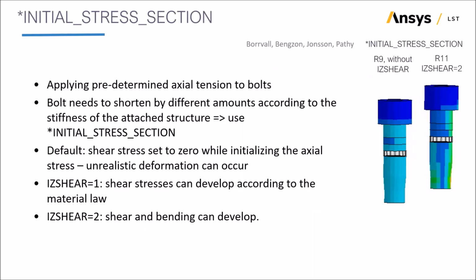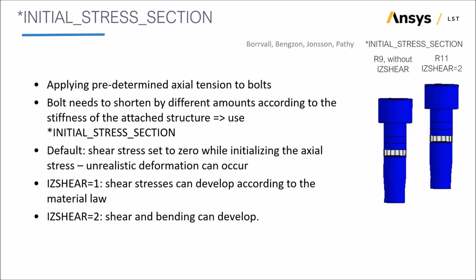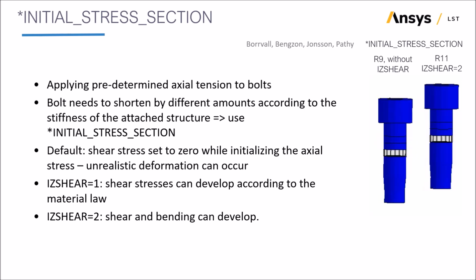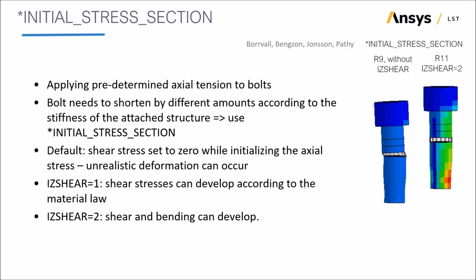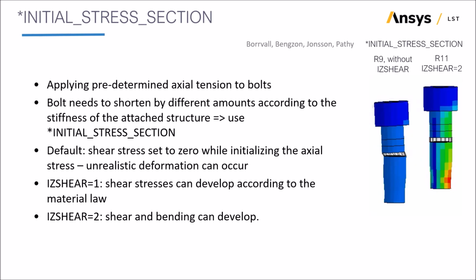Setting up tension in bolts has historically been something of a challenge. The old-fashioned method is to apply a thermal expansion coefficient and cool the bolts to make them shrink, but you had to iterate a bit to find what temperature drop would produce a given tension in the bolt, and this depends on the stiffness of the surrounding structure.